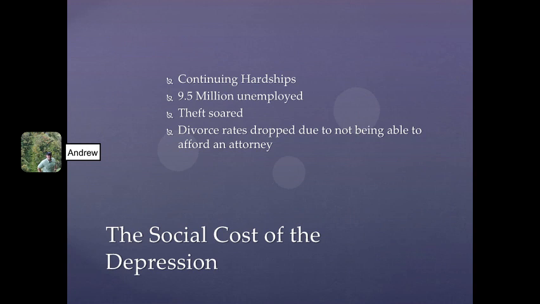The social costs of the Depression, right? You had a lot of people out of work, you had a lot of people moving. So you had 9.5 million, as it says right there, unemployed. Petty theft soared. People stole all sorts of stuff.